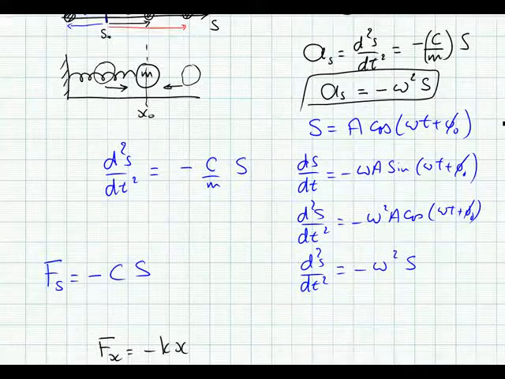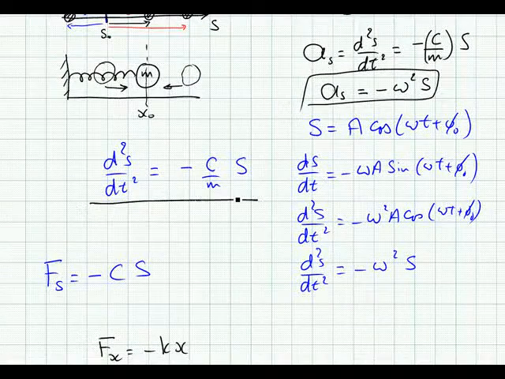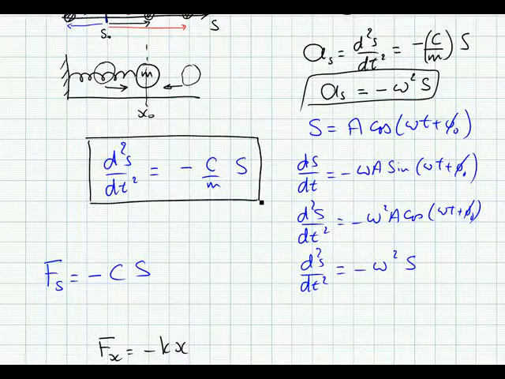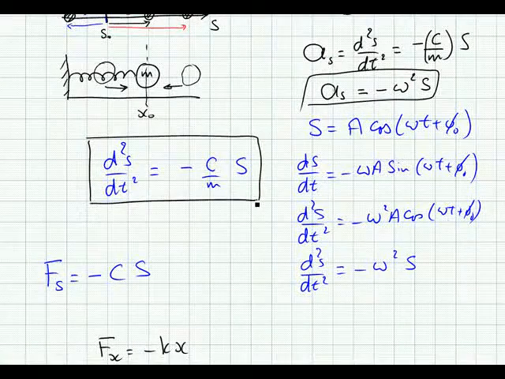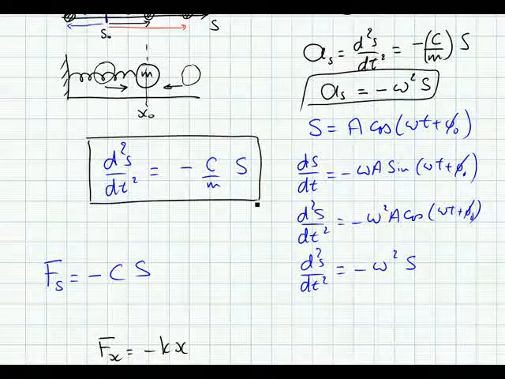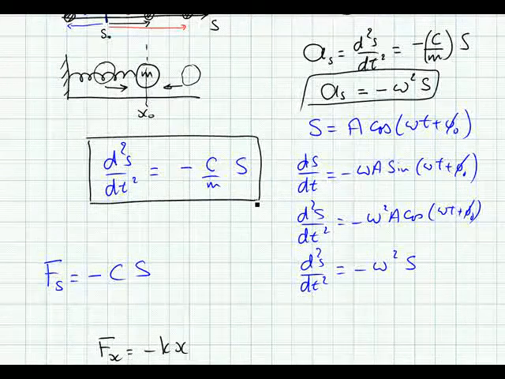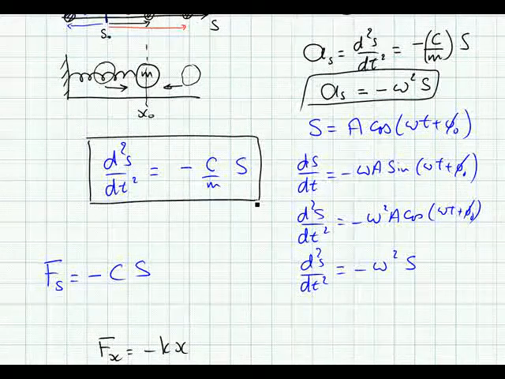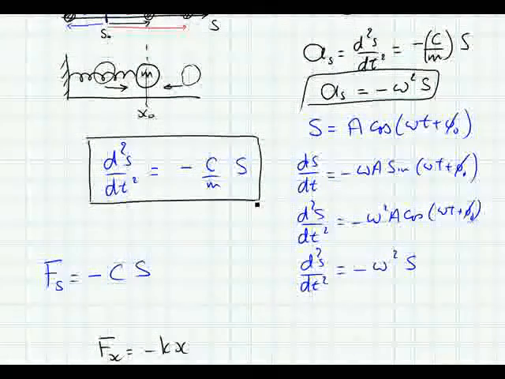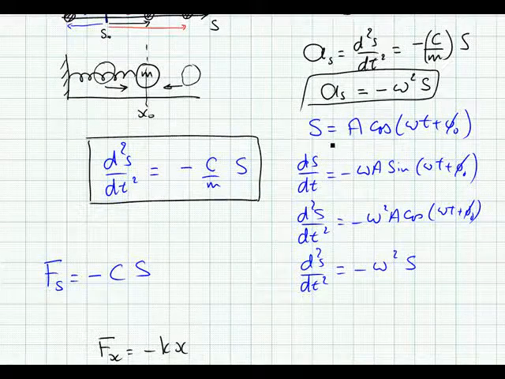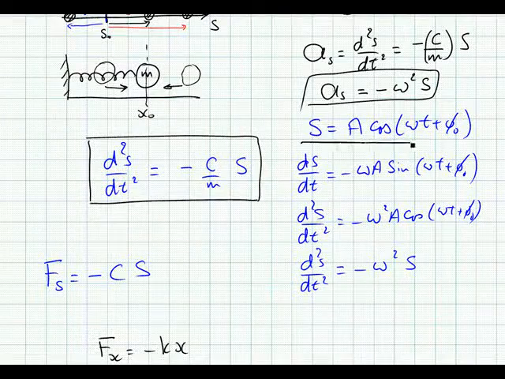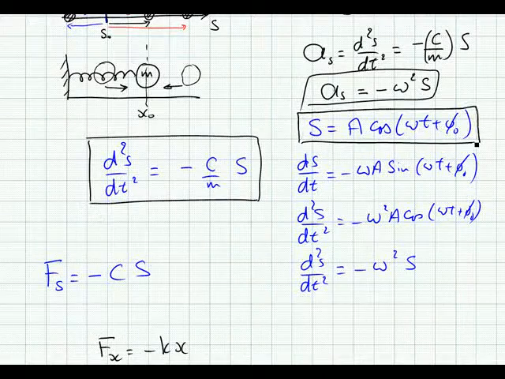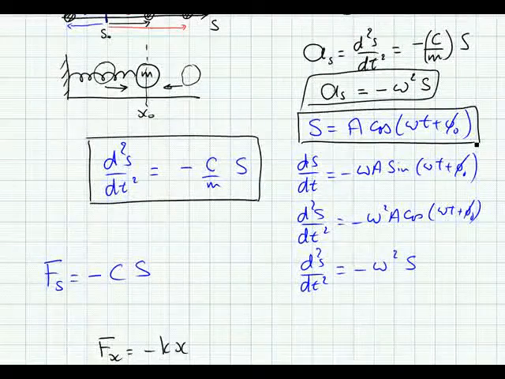Now, an equation of this type is a second order differential equation. To find a solution for this equation, there are different techniques that can be used. One technique is simply to guess a solution and then try it out and see if it works. So if we guess that a solution of the form s is equal to A cos(omega t plus phi naught) might be a solution, let's give that a try.